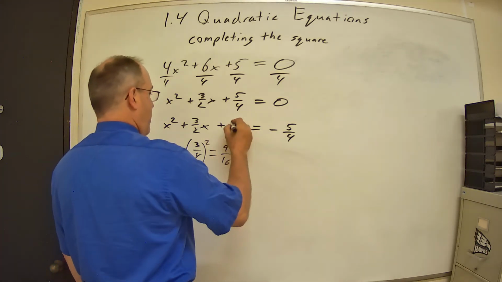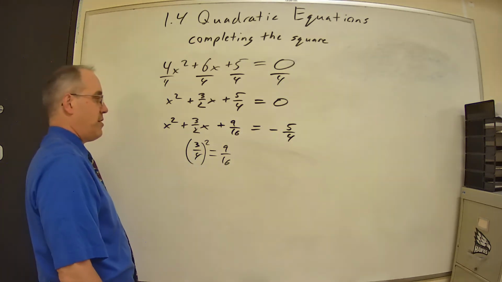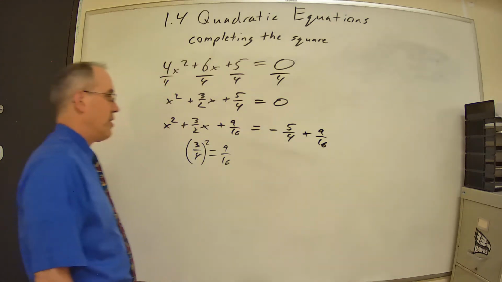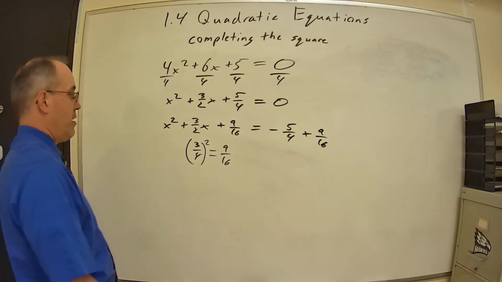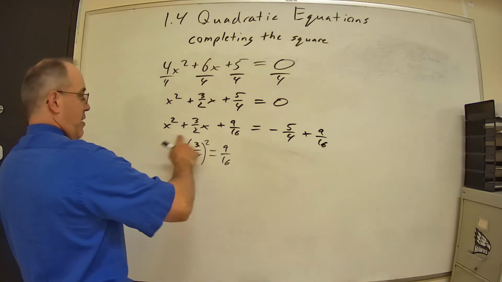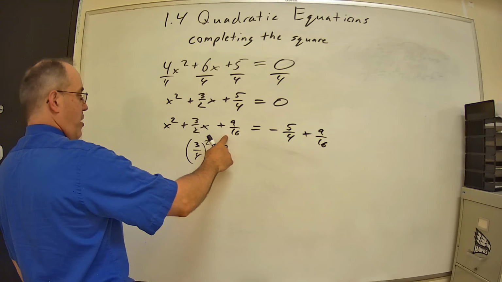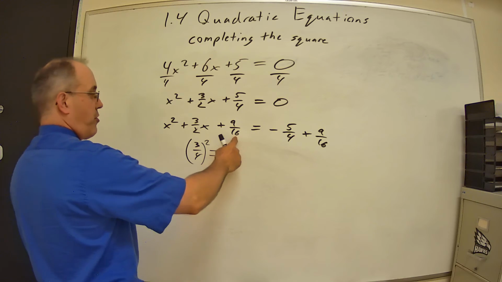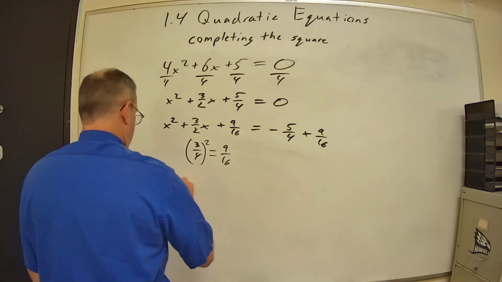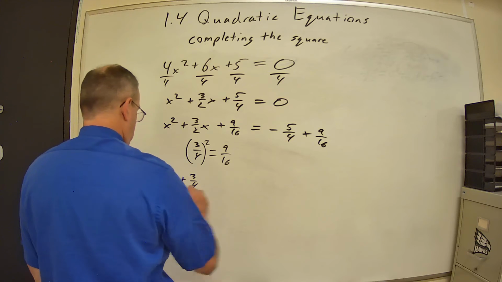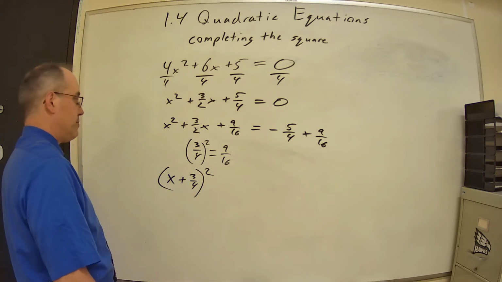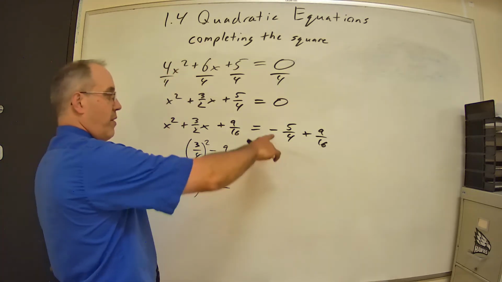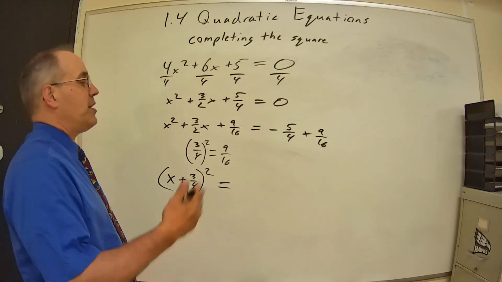So we're going to add 9/16, which means we're going to add 9/16 to both sides. So we've got that there. So now we can treat this as a perfect square, which you have x squared and you have 3/4 squared. So x plus 3/4, the quantity squared, is equal to, and over here we have negative 5/4 plus 9/16.